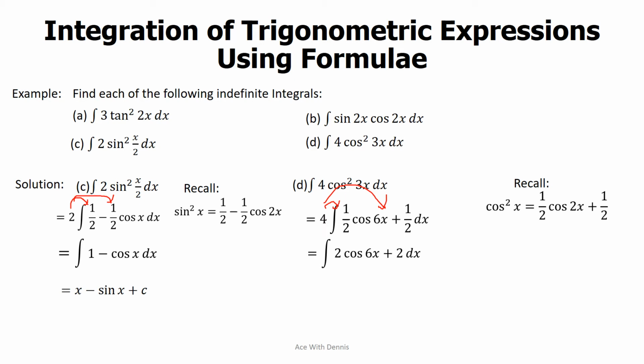Then it becomes integration of 2 cosine 6x plus 2 dx. And we can start to integrate, which becomes 2 times sine 6x over 6 plus 2x plus c. And simplify, we get 1 over 3 sine 6x plus 2x plus c.